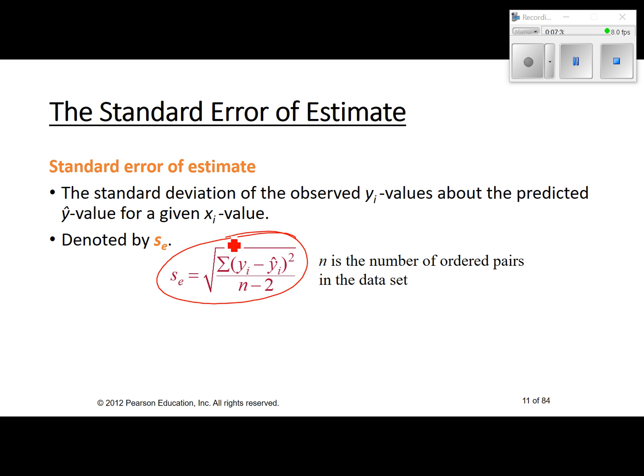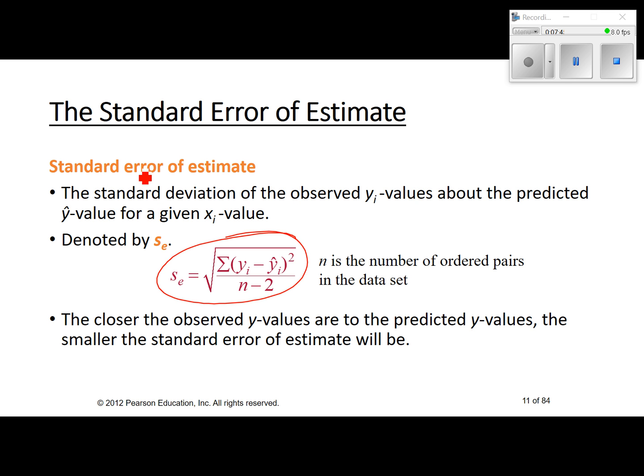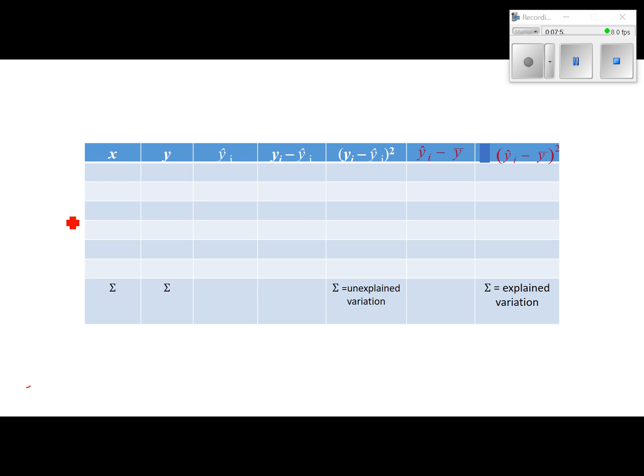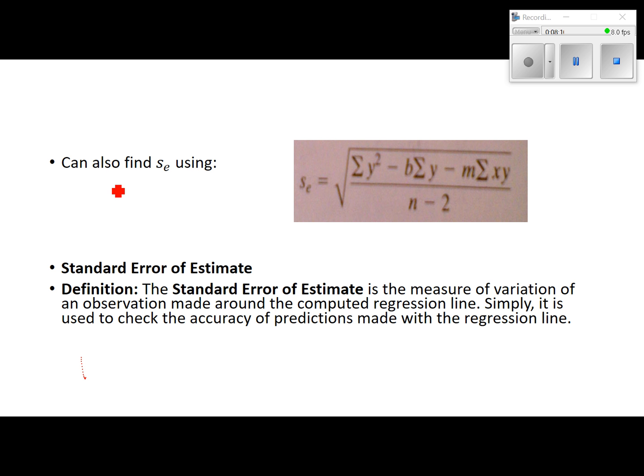And again, this standard error of estimate just sort of gives us an idea of how good our predictions actually are going to be. The closer the observed Y values are to the predicted Y values, the smaller the standard error of estimate is. We're going to use this chart, and I think last time, if you wrote this chart down, I had a summation symbol right there. It shouldn't be there. That should be at the bottom. So I messed up the chart a little bit, but we're going to use that chart.